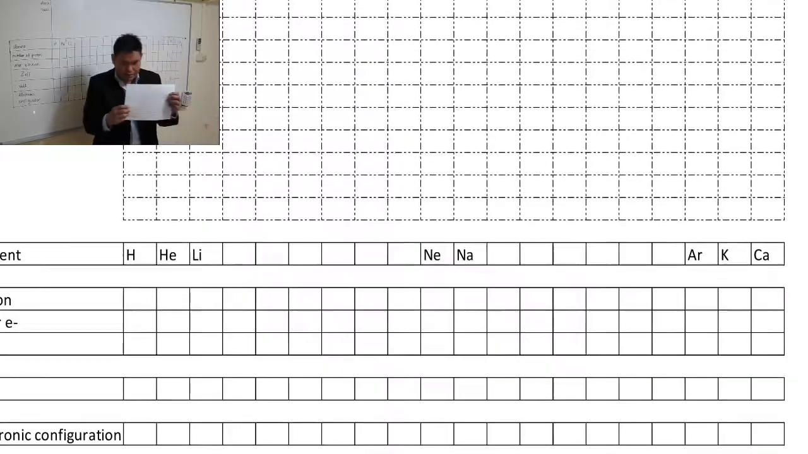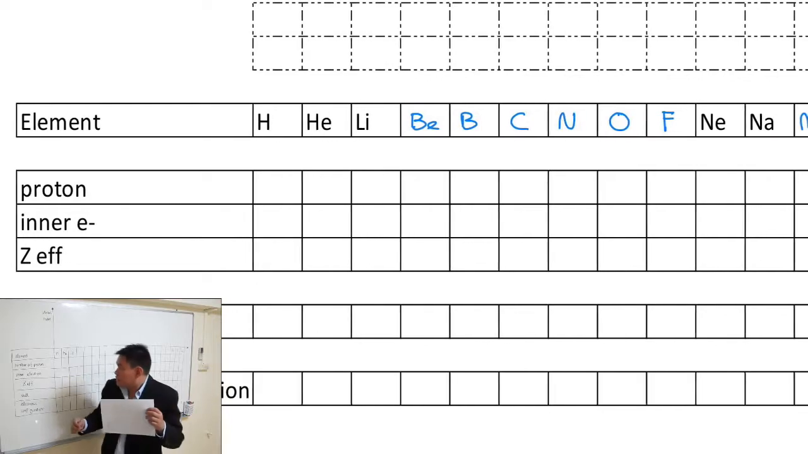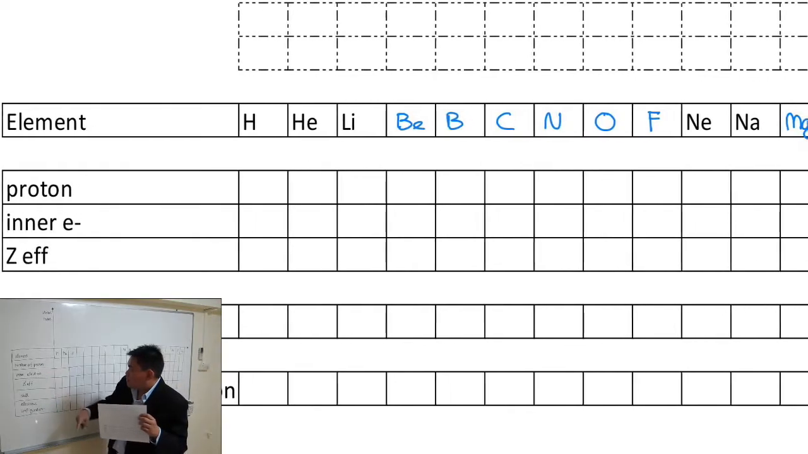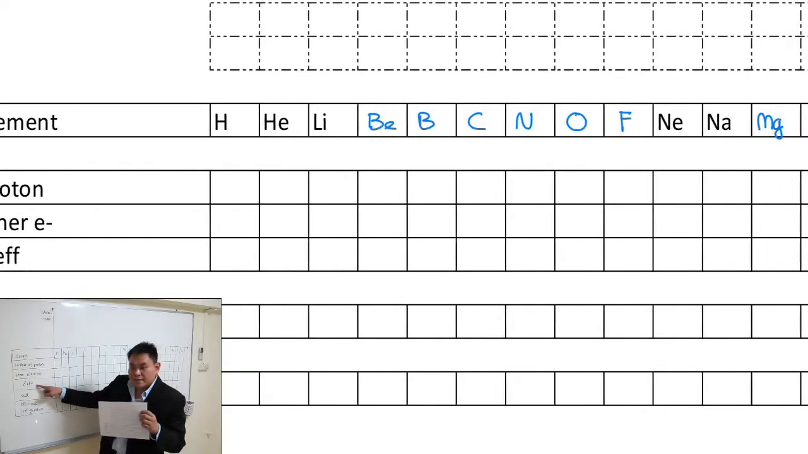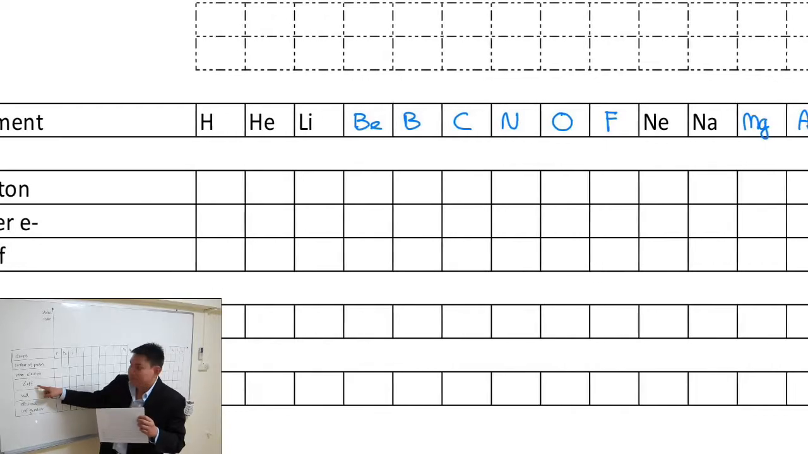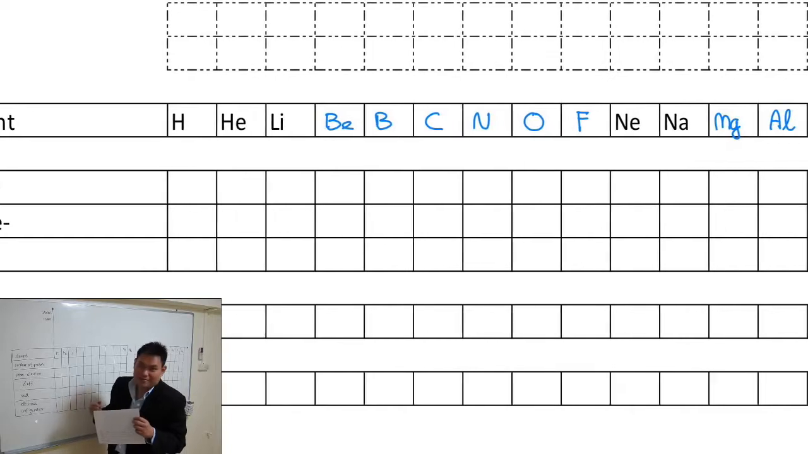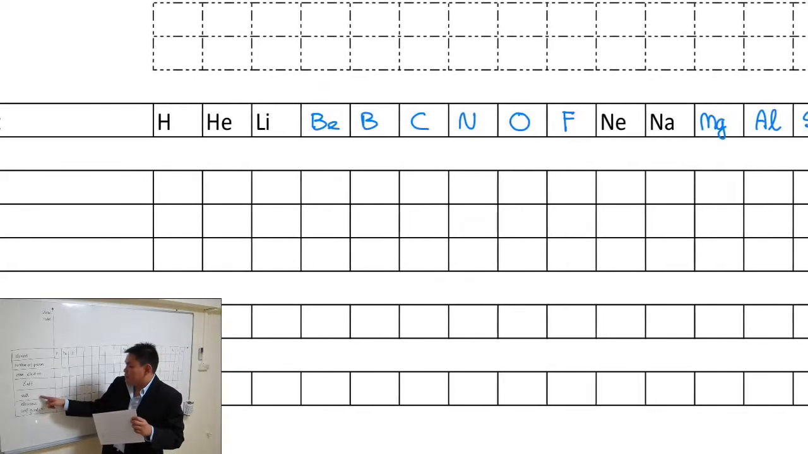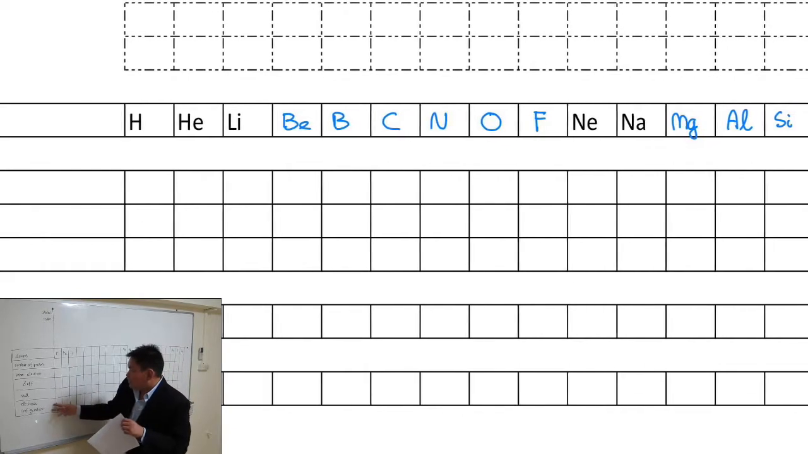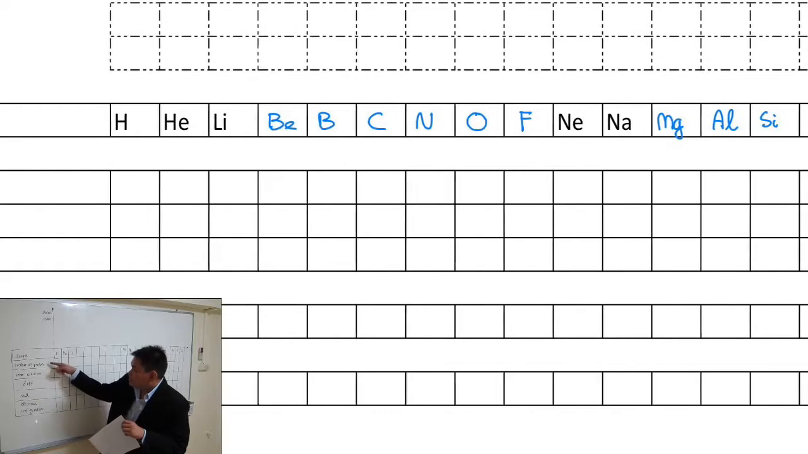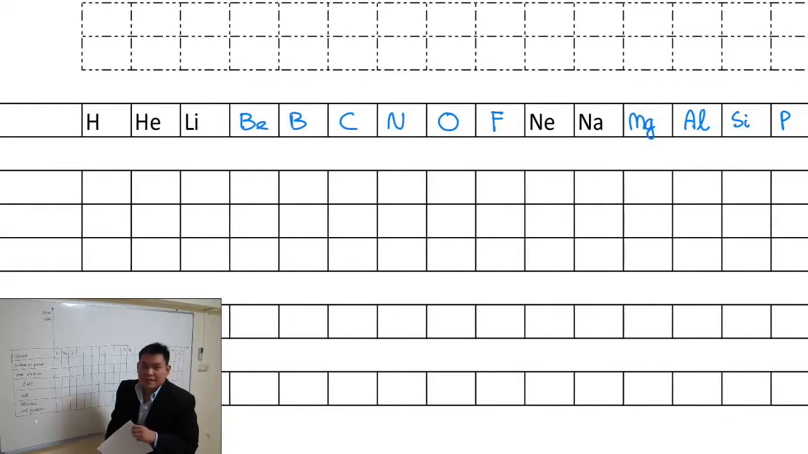If you see on the paper, there will be several rows. The first one is the element. Then we have the number of proton, inner electron, and Z effective. This one stands for effective nuclear charge, which is the number of proton minus the inner electron. Then the number of shell and electronic configuration. For this graph, for atomic radius, we don't need to fill up the electronic configuration. We need to write down all the way until shell here.